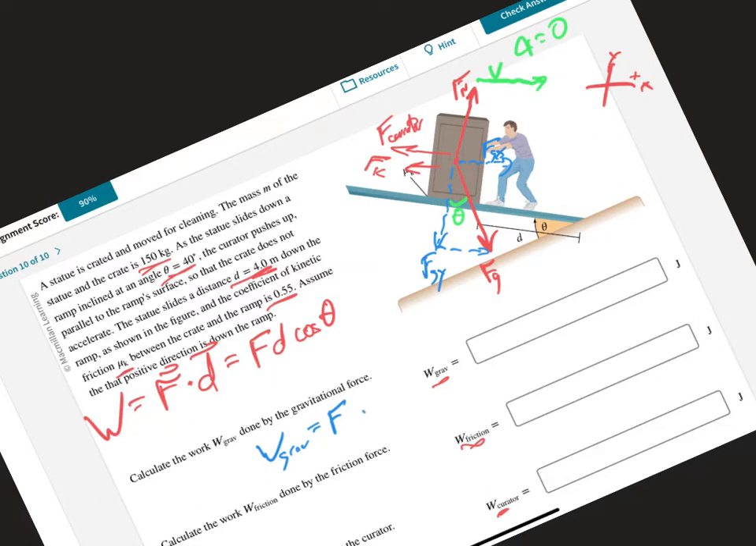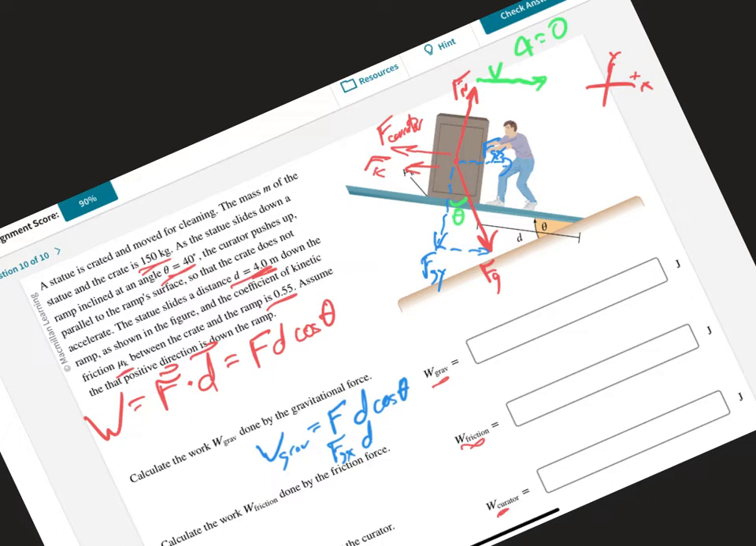F times D times the cosine of theta. Now it's working. Okay, good. The pencil is working. The F is going to be F sub g in the x direction. The distance is given in the problem, the displacement is 4 meters. And the angle is 0, and the cosine of 0 is 1. So it's just going to be F sub gx times d, which is 4.